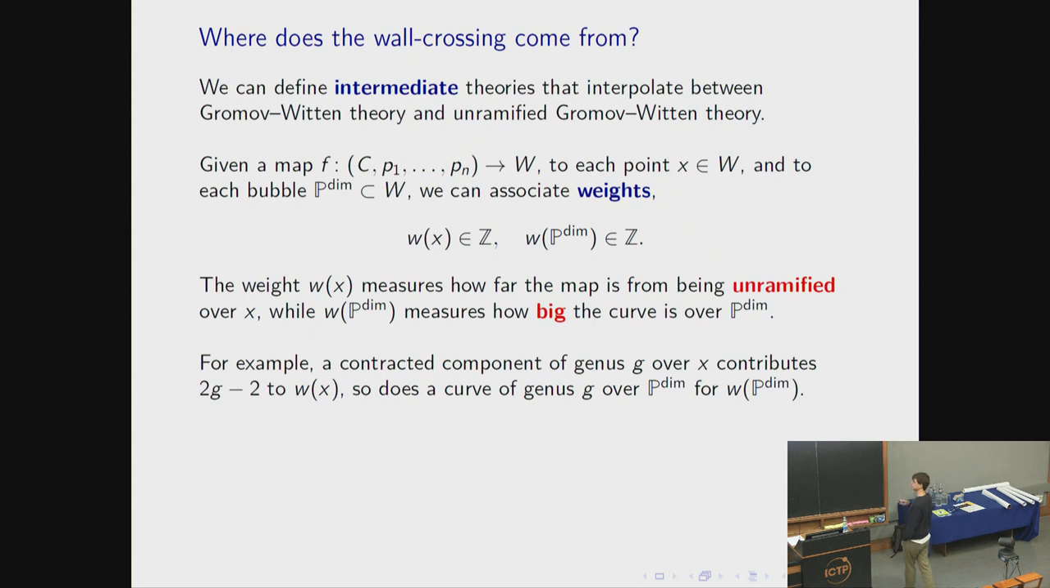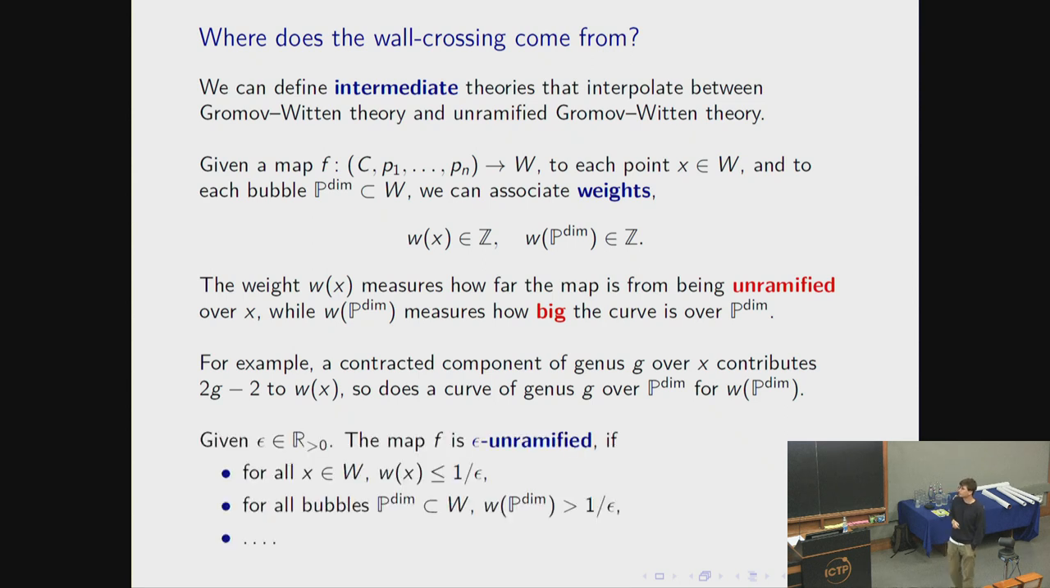I will not fully define these weights, but for example, if you have a map and there is a contracted component, then it's clear that the weight should account for this contracted component. In particular, the contracted component will contribute 2g minus 2 to the weight of that point. And the same happens if you have a bubble and there is a curve of genus g over that bubble: it will contribute 2g minus 2 to the weight of that bubble.